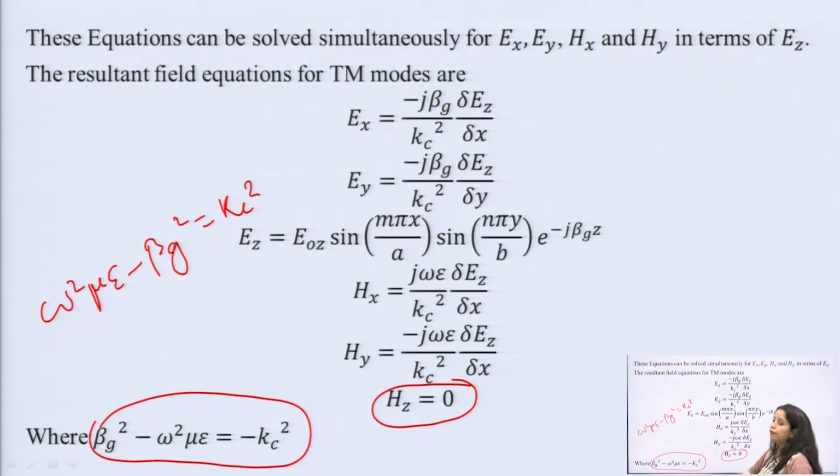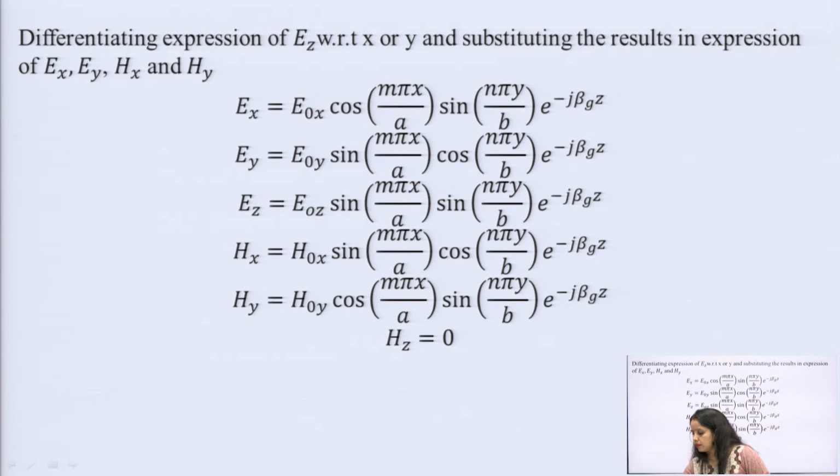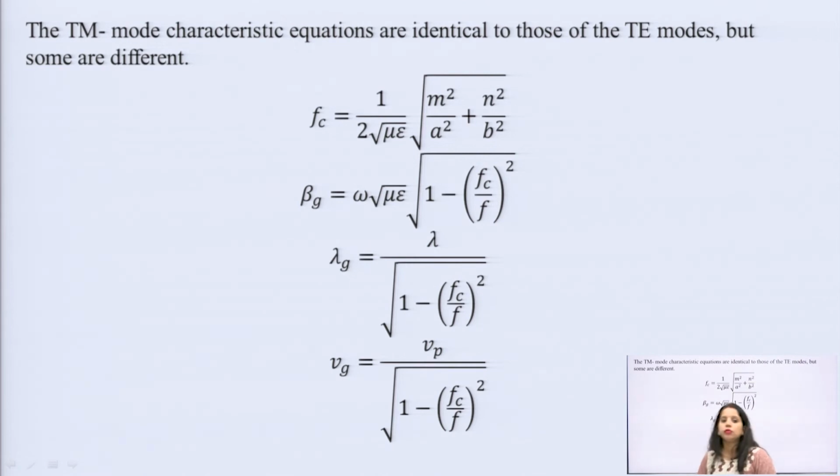Then substituting the value of Ez, which is available with us, in all the expressions, and considering all the constants as E0x in Ex and E0y in Ey, we get all the expressions of the TM modes of a rectangular waveguide. Now, the same as for the TE mode, where we got the important formulas, we have the same for the TM mode also.